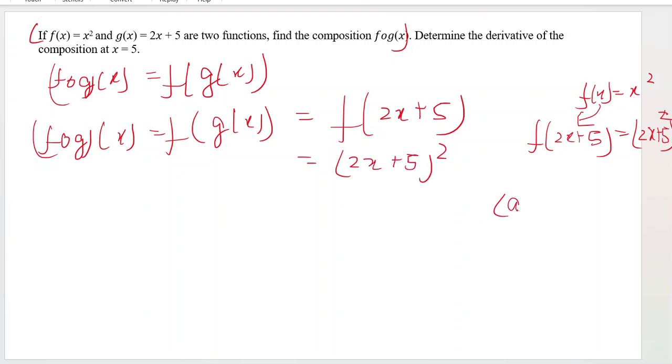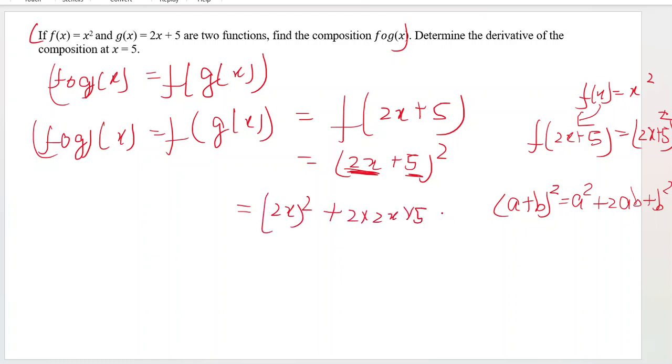Now we all know the answer of a plus b the whole square, which is nothing but a square plus 2ab plus b square. In this, a is nothing but 2x, b is nothing but 5. So it is a square plus 2ab plus b square. This is 4x square plus 2 2s are 4, 4 5s are 20x plus 25. So this gives us f composite g.